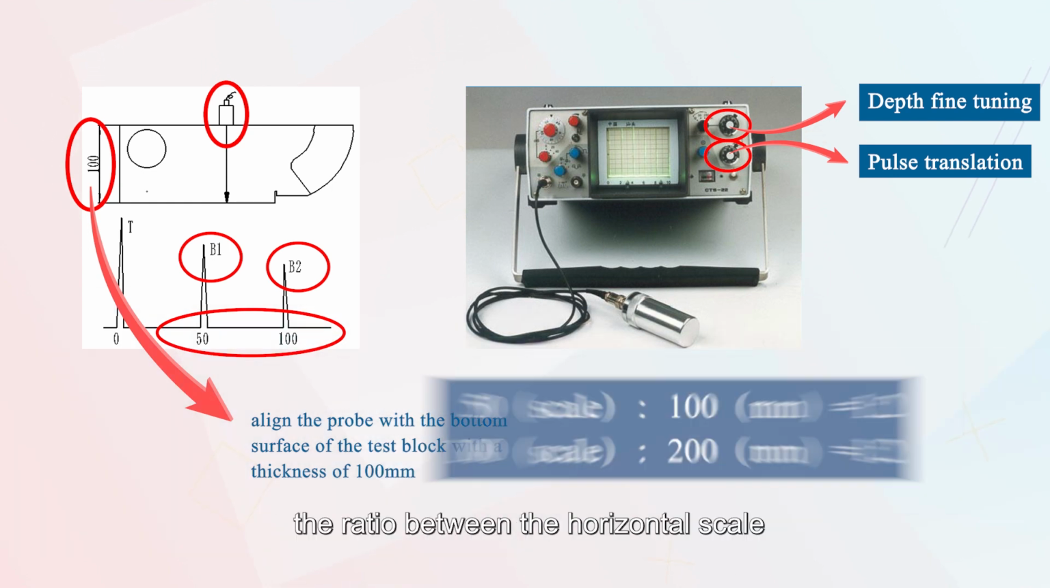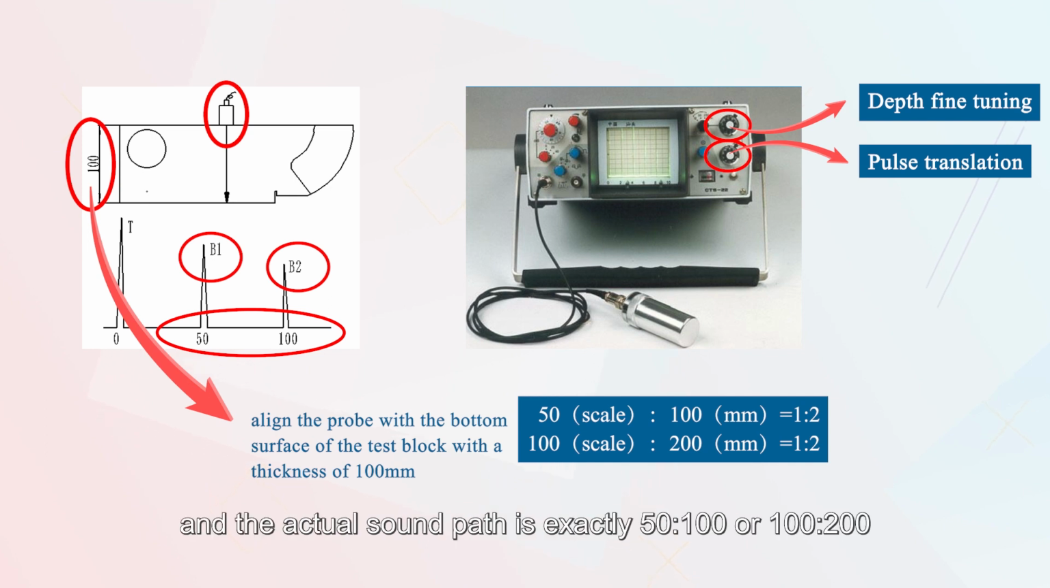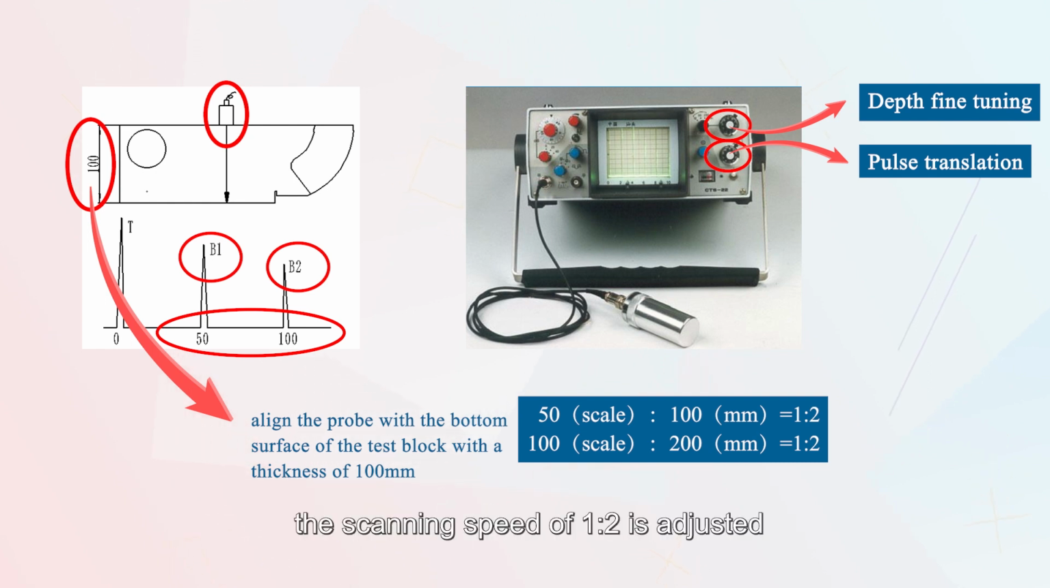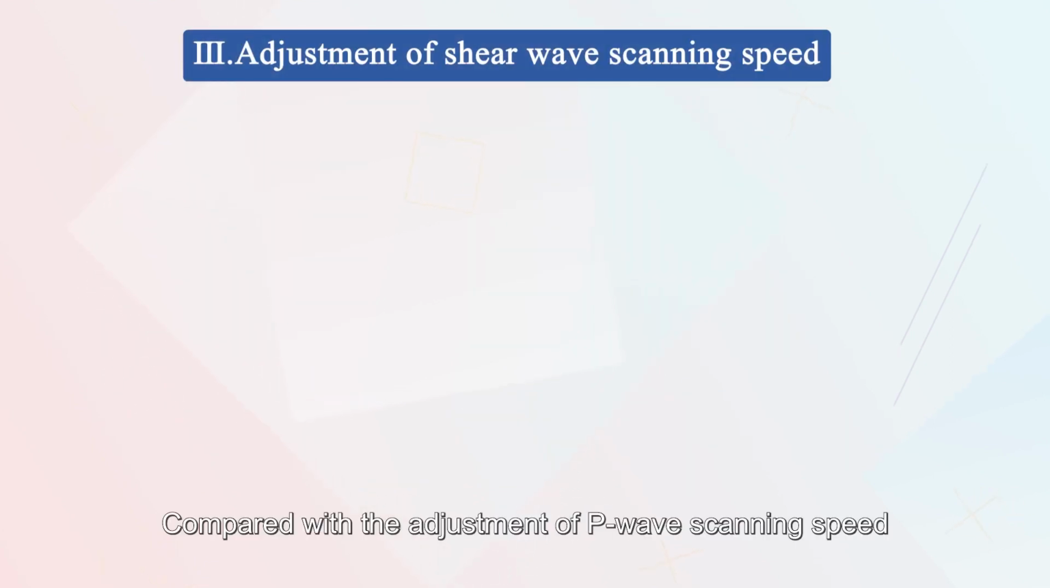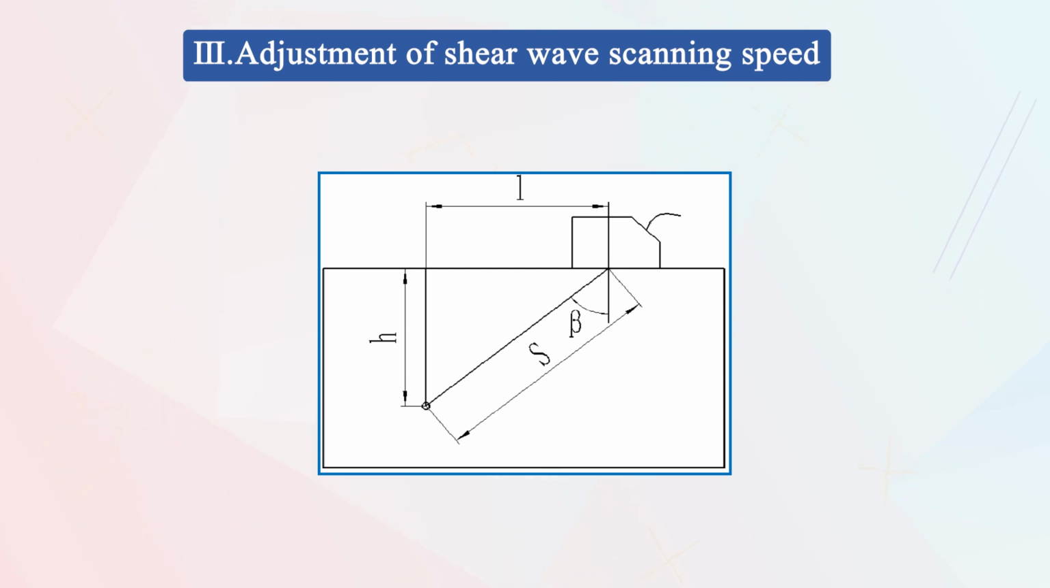At this time, the ratio between the horizontal scale on the time-base scanning line and the actual sound path is exactly 50 to 100, or 100 to 200. That is, the scanning speed of 1 to 2 is adjusted. Compared with the adjustment of P-wave scanning speed, the adjustment method of S-wave scanning speed is relatively complex.